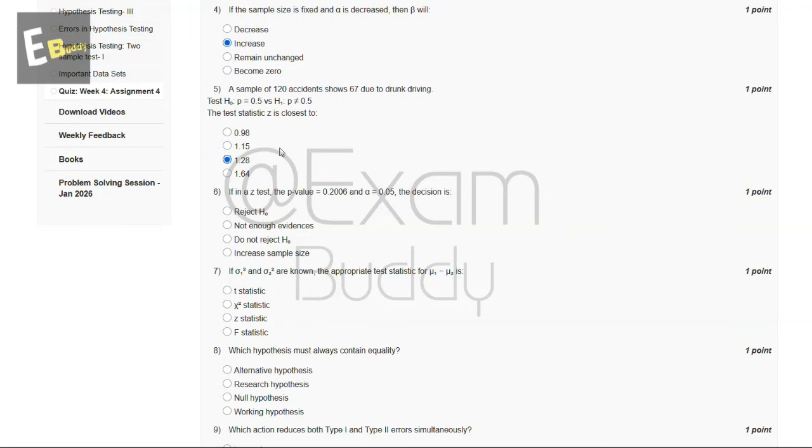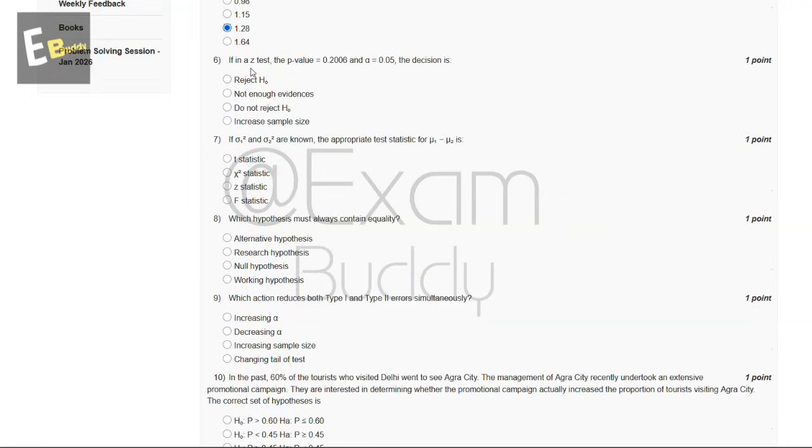And now let's go to our question number 6. If in a z test the p value is equal to 0.2006 and alpha is equal to 0.05, the decision is, so these are the options: reject H0, not enough evidence, do not reject H0, increase sample size. So the answer of our sixth question is C, do not reject H0.